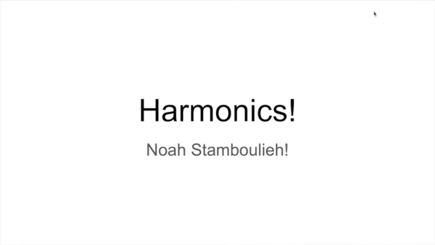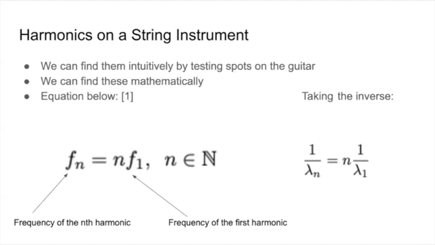Anyway, we are able to also derive these points mathematically. The equation that describes it is as follows. F sub n equals n times f1, where n is a positive integer. This equation basically says that the frequency of the nth harmonic is equal to the product of n and the frequency of the first harmonic.